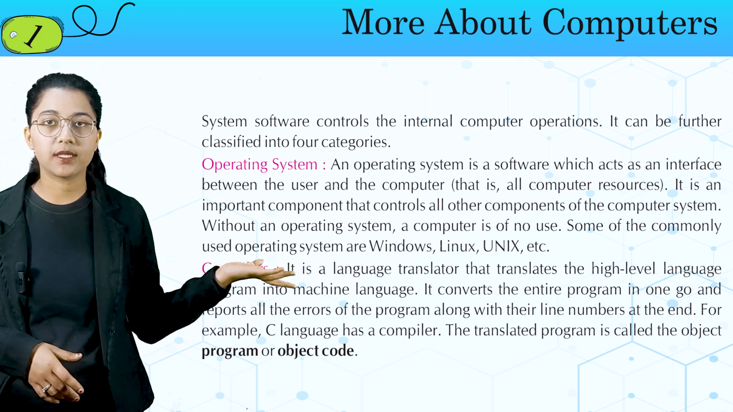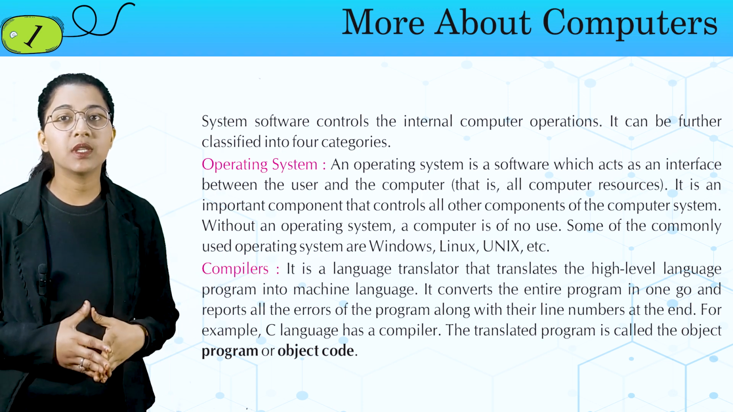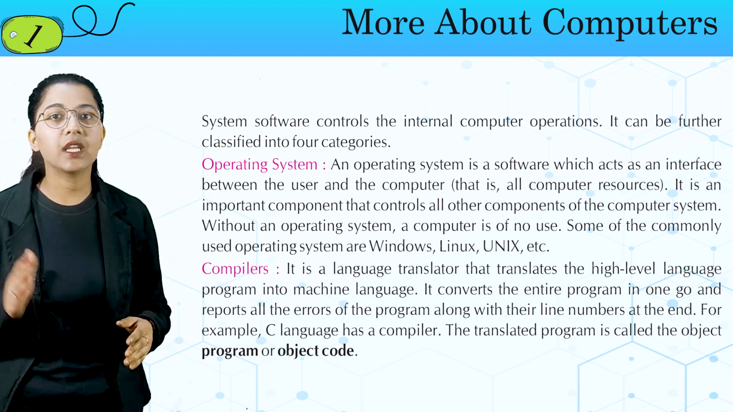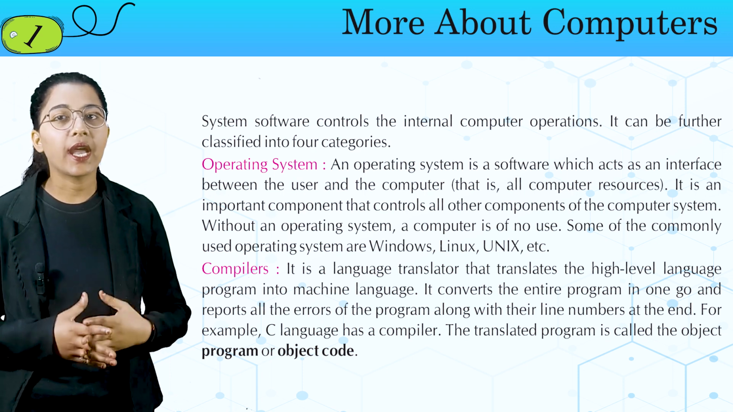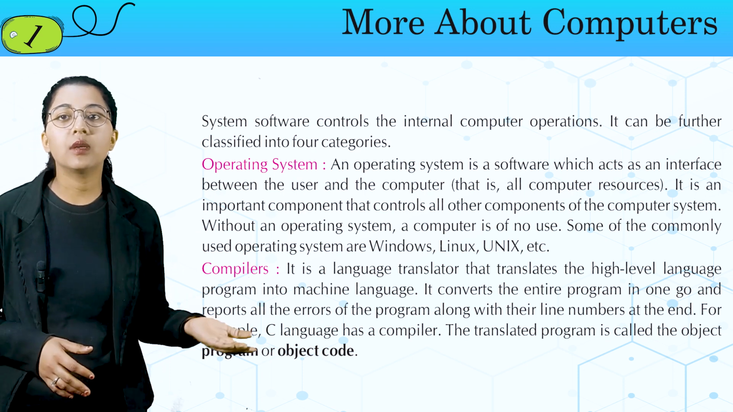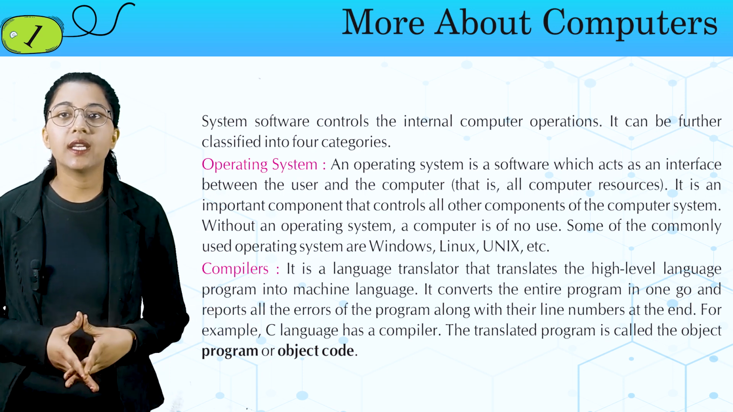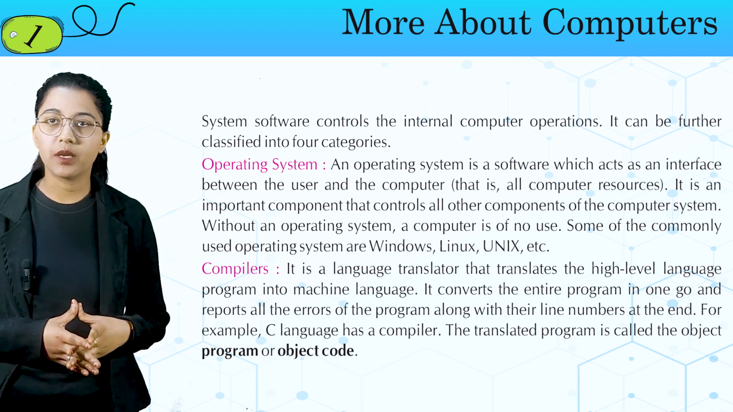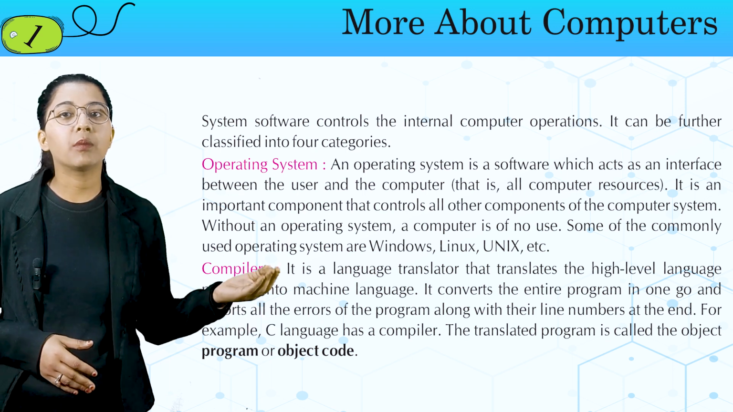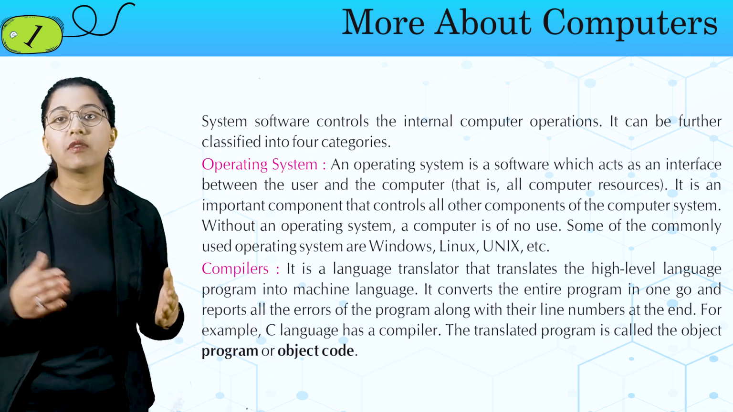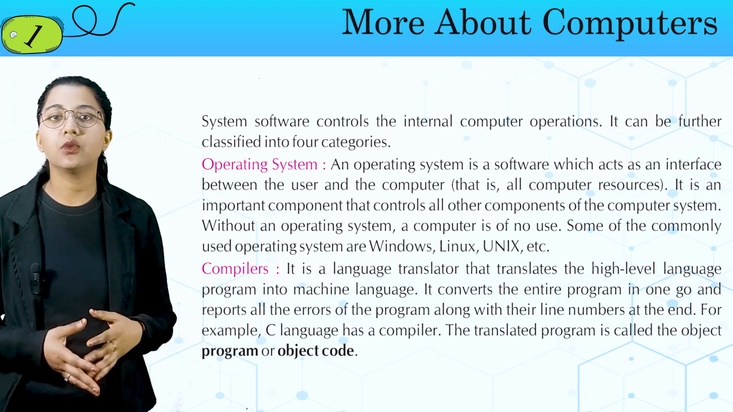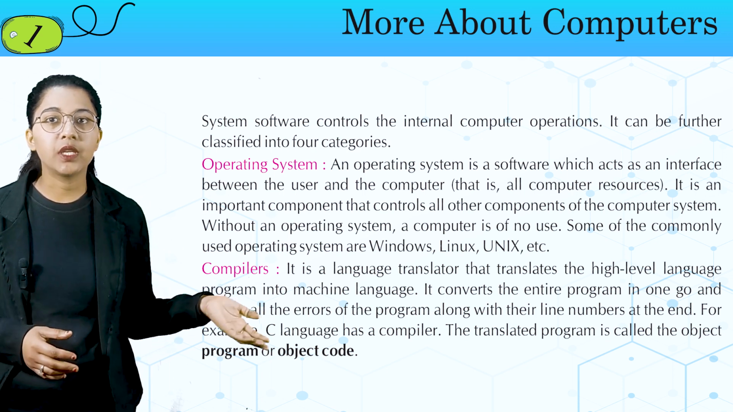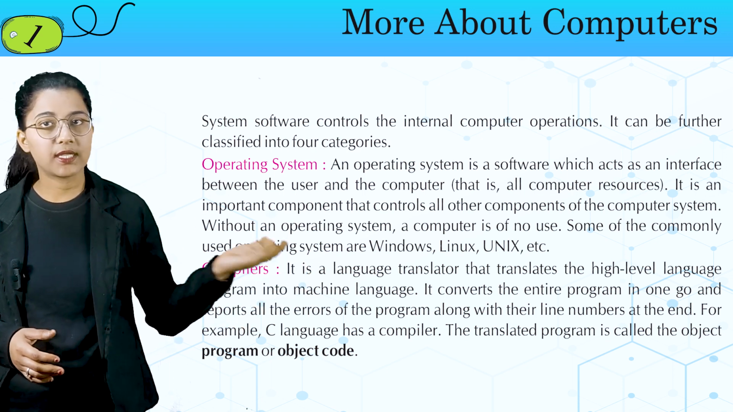First is operating system. An operating system is a software which acts as an interface between the user and the computer, that is, all computer resources. It is an important component that controls all other components of the computer system. Without an operating system, a computer is of no use. Some of the commonly used operating systems are Windows, Linux, Unix, etc.